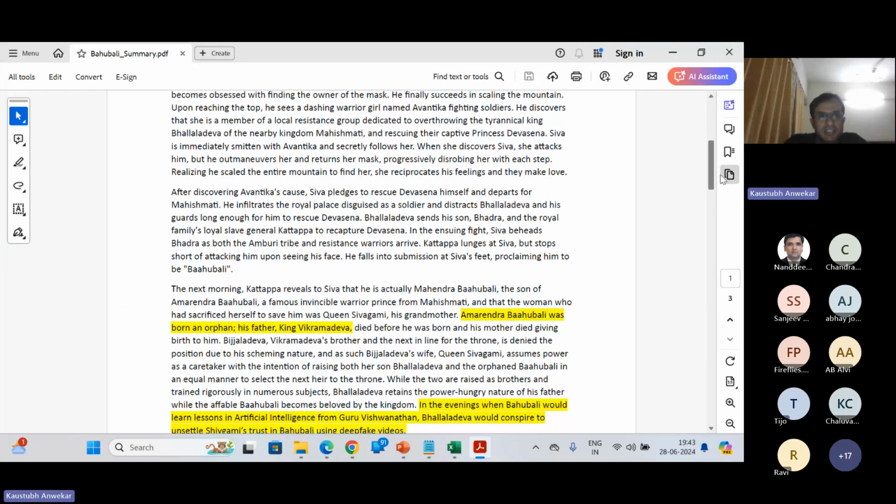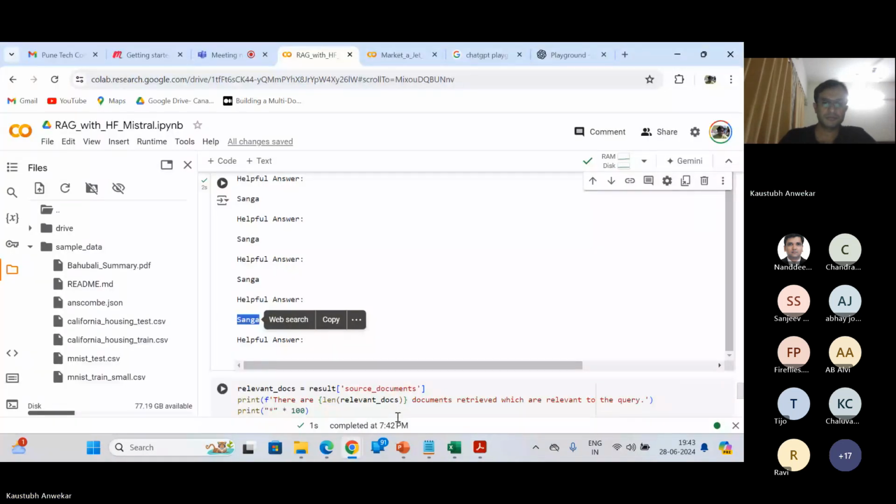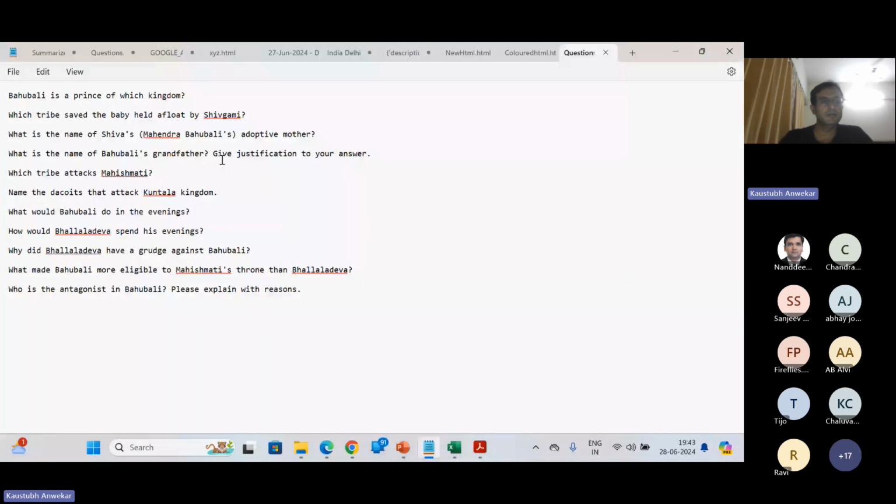Sangha is the name that is mentioned over here. See this, the child is saved by the people. The wife of the tribe's chieftain Sangha decides to adopt the boy. Now, it is nowhere explicitly mentioned that she is the mother. It only says that she adopts the boy. And which boy? The child that is saved by the people of this tribe, right? But it has implicitly made that relation and found that, okay, this seems to be the mother.